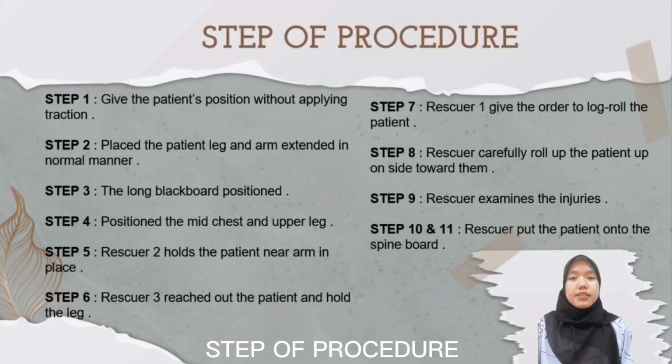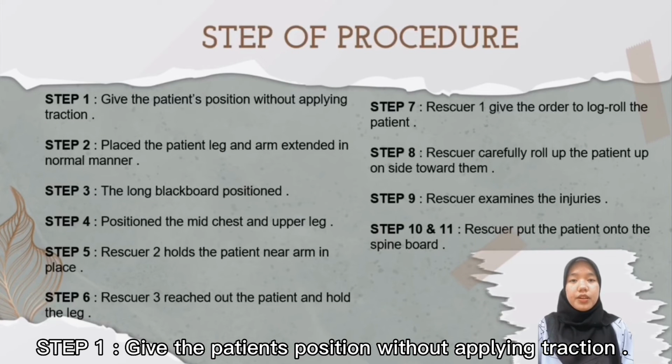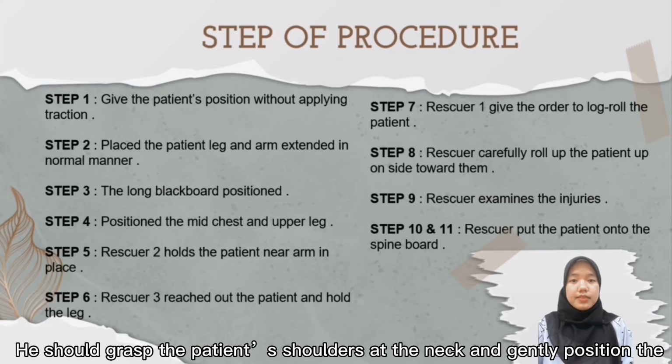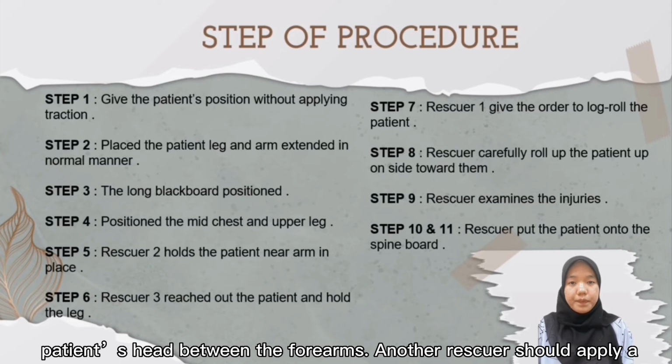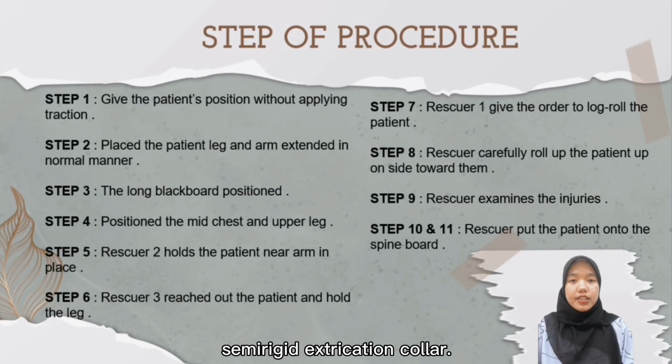Steps of the procedure. Step 1. Position the patient without applying traction. Rescuer 1 should grip the patient's shoulders at the neck and gently position the patient's head between the forearms. Another rescuer should apply a semi-rigid extrication collar.